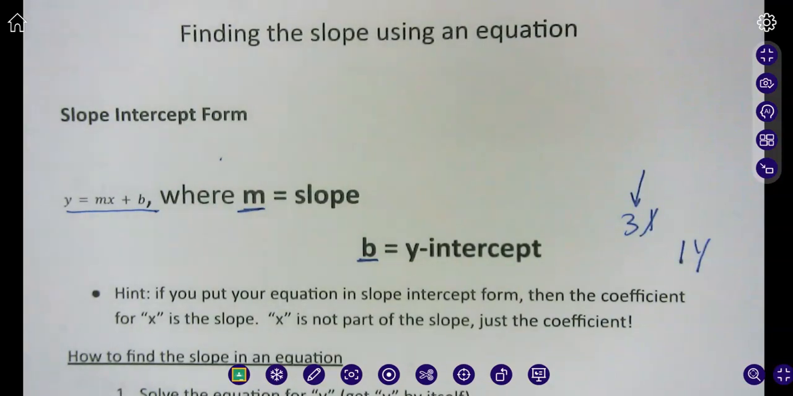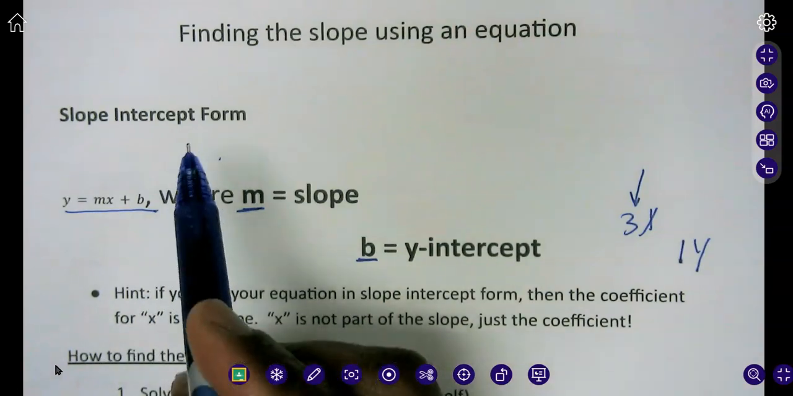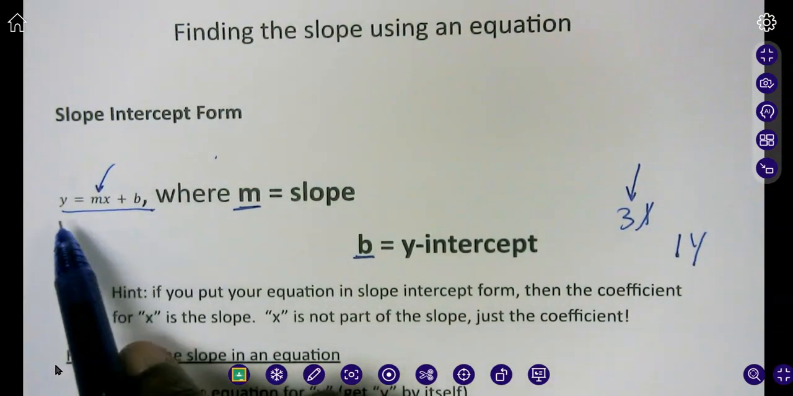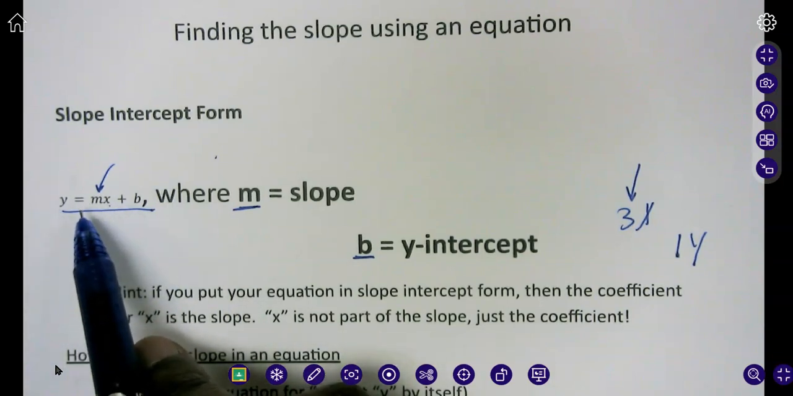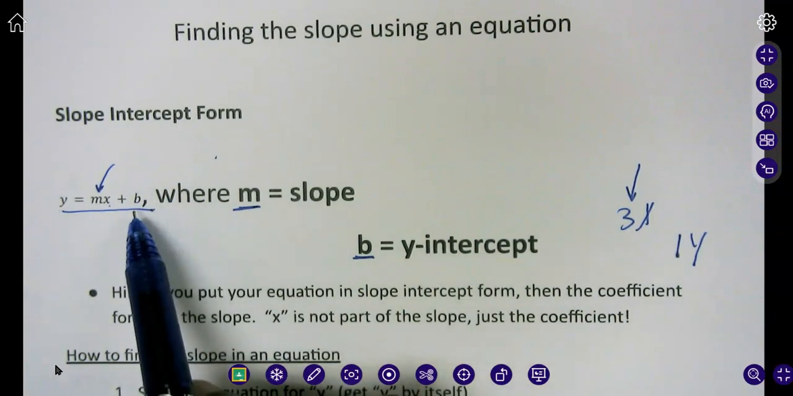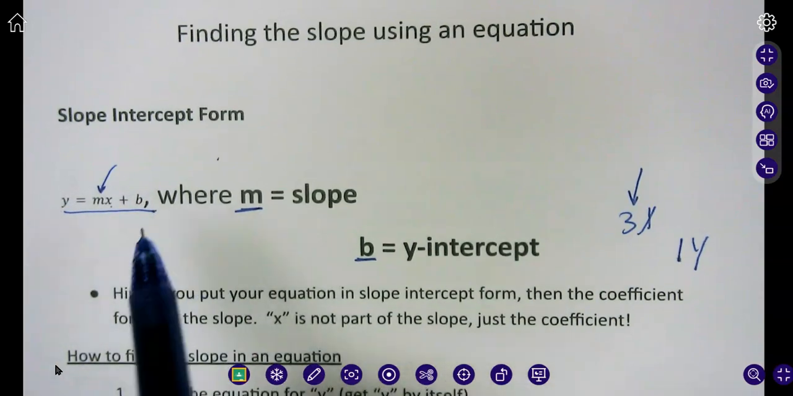Okay, so now we're finding the slope using an equation. In order to do this, we need to know this equation here, y equals mx plus b. I'm sure you've seen it before, where m is the slope. Y and x will just be y and x. They won't change generally. M is the slope and b is the y-intercept. So there will be numbers in for m and b.